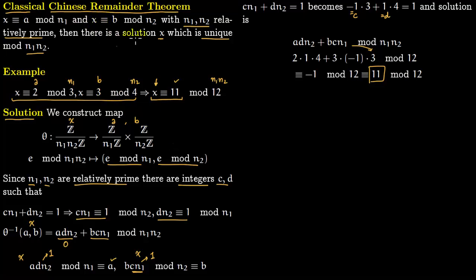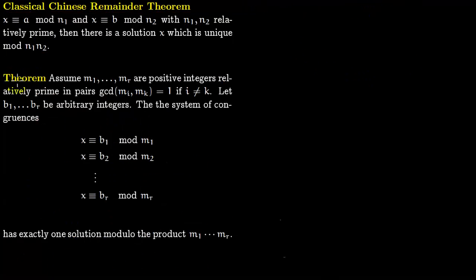We can extend this to, rather than just two equations here, a bunch of equations. Let us see its more general form. The general theorem which we will prove is this. Assume you have a bunch of positive integers m1, m2, m3 all the way to mr.